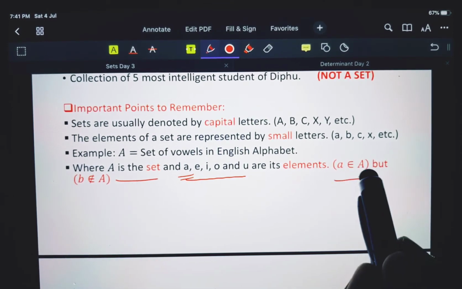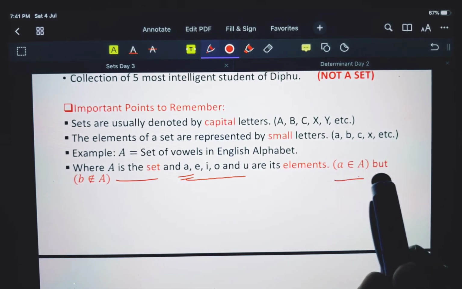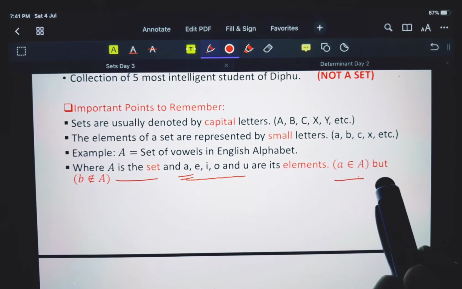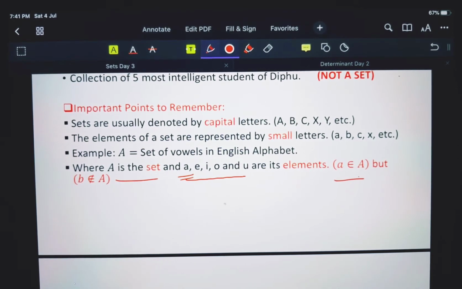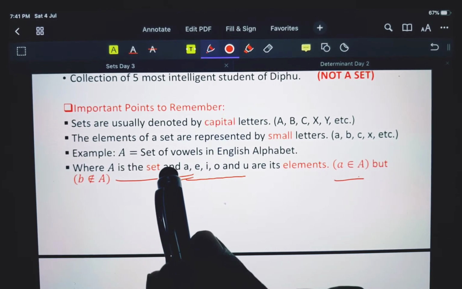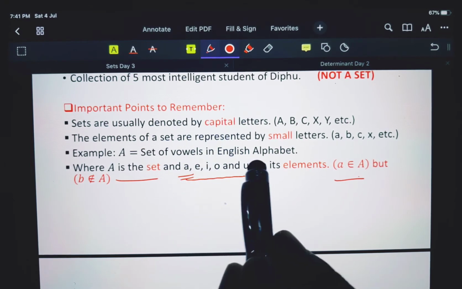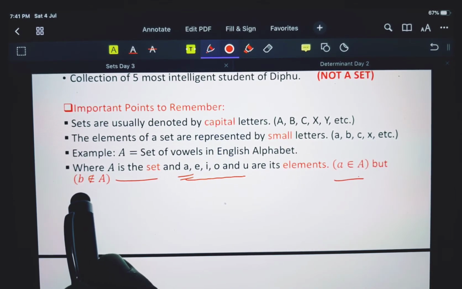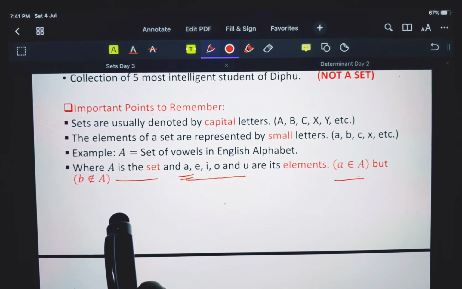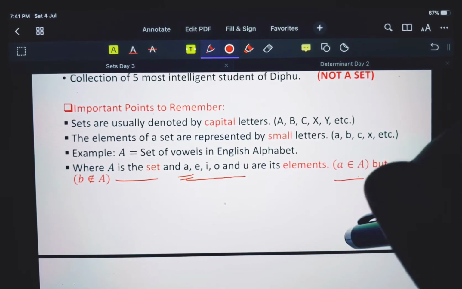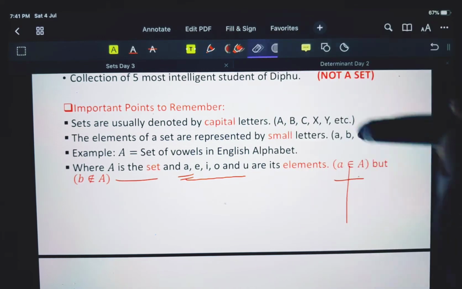Understood? These two are not the same. This is small a, that is an element. This is capital A, that is a set. But b is not an element of A. Why is b not an element of A? Because the characteristic of the set A is that it consists of the set of vowels, right? And b is not a vowel, right? That's why b is not an element of A. Am I clear? Okay. Now let's move on to the next slide.